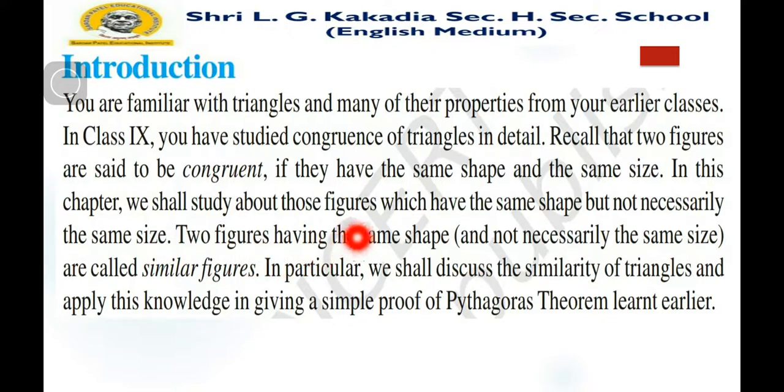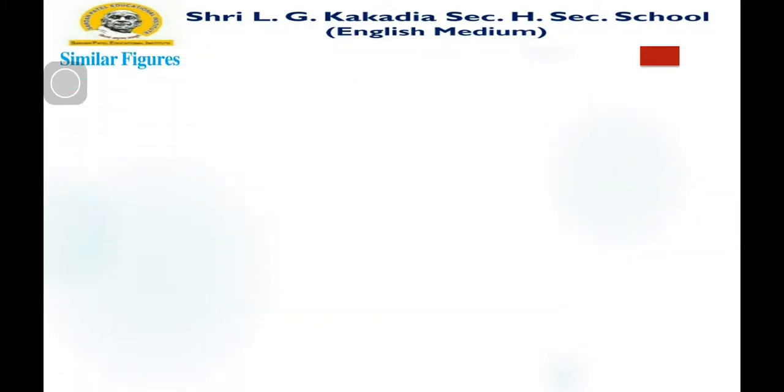Two figures having the same shape, and not necessarily the same size, are called similar figures. So if two figures have the same shape, we call them similar figures. In particular, we shall discuss the similarity of triangles and apply this knowledge to give a simple proof of the Pythagoras theorem learned earlier. First we have to understand the similarity of figures.